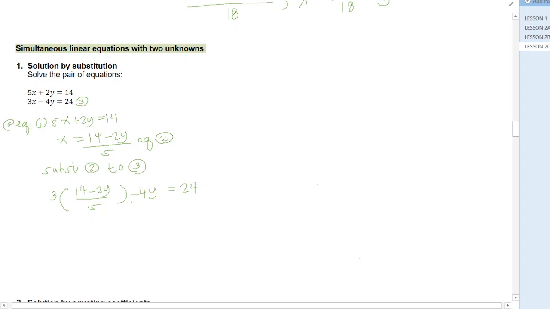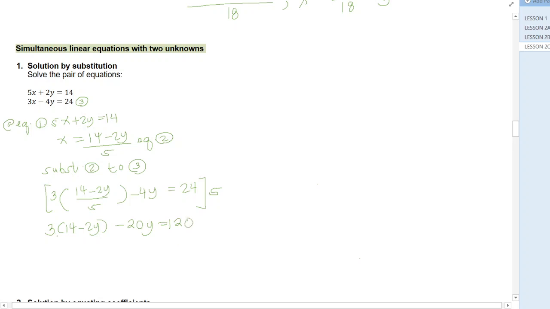But to be able to get the value for y there, let us just multiply this one, the whole equation, by 5, so that there is no denominator for the terms. Okay, so that is 3 times 14 minus 2y minus 4 times 5, that is 20y, is equal to your 24 times 5, that is 120.